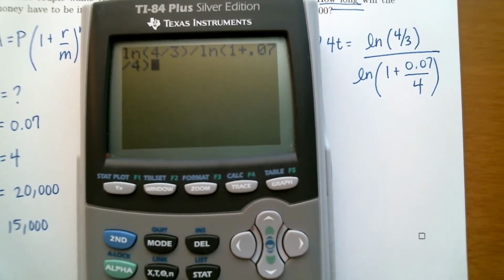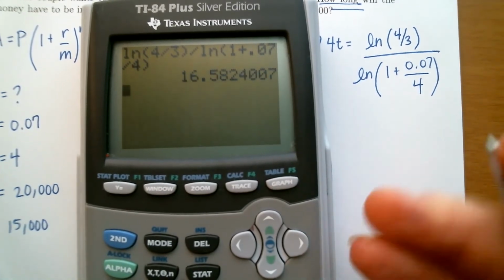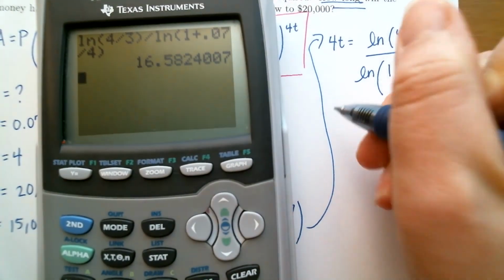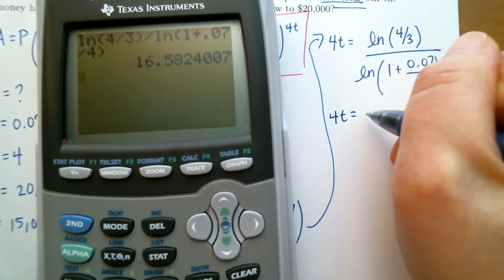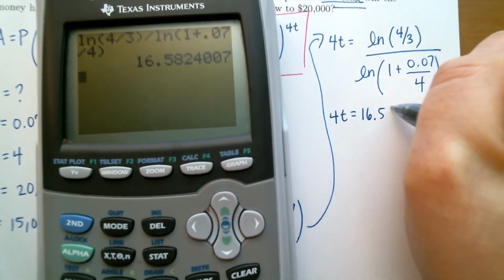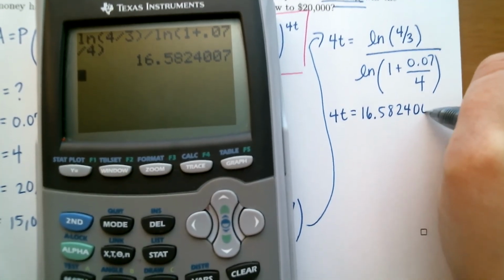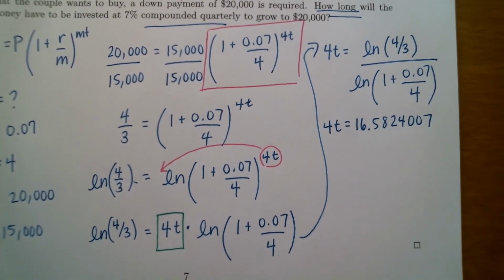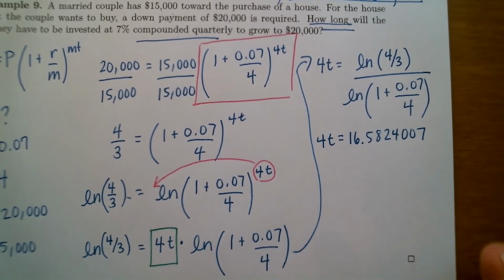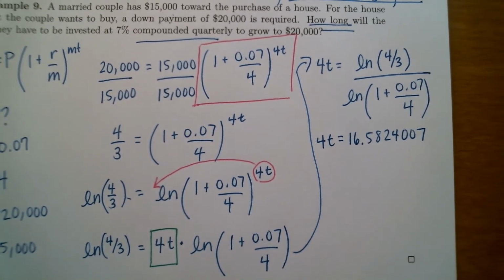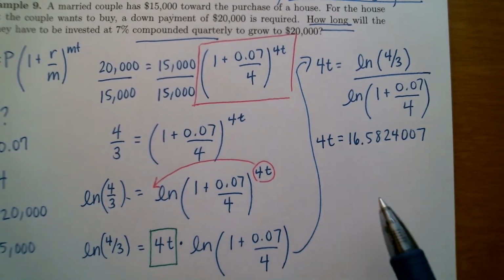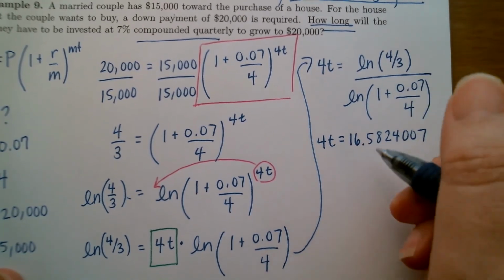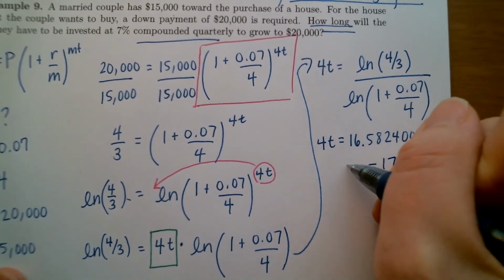Okay, close the parentheses. Hit enter. You're going to get this decimal. I'm going to go ahead and write it out: 16.5824007. So we have solved for 4t. Remember, anytime you're solving for time with these complicated formulas, you need to round the decimal up to the next whole number. So this side will round up to 17.